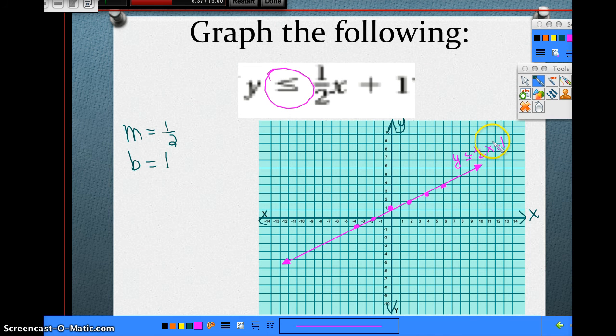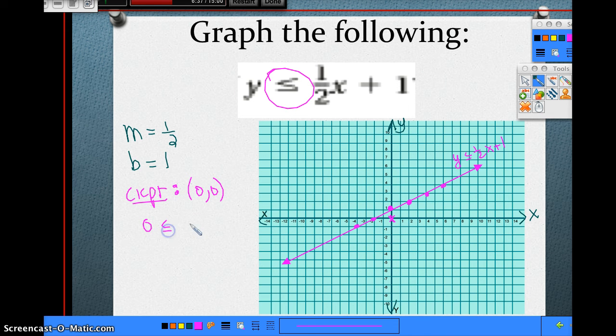Now, the second part of doing this is to figure out which side of the line we shade. And the reason why we have to shade is because we're not talking about an equation. We're talking about an inequality here. So I'm going to use my checkpoint. And I can pick 0, 0 because 0, 0 is not on my line. I'm going to substitute 0 in for x and 0 in for y to figure out, is this side the true side or is it the false side?